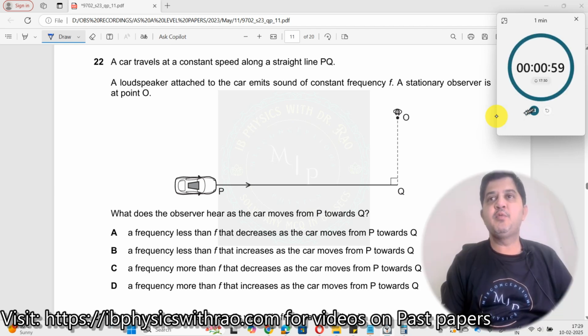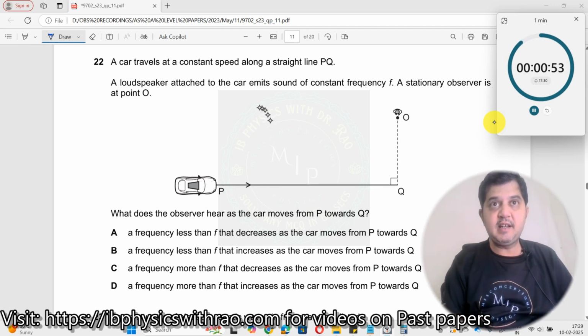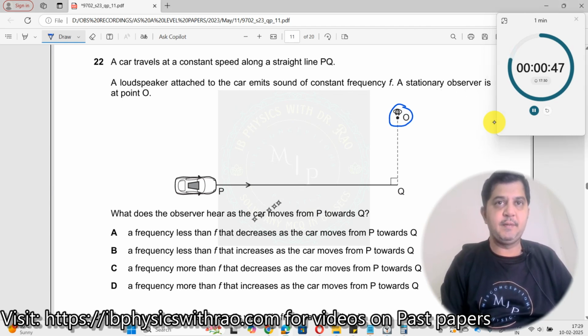Question number 22. The car travels at a constant speed along a straight line PQ. A loudspeaker attached to the car emits sounds of constant frequency. A stationary observer is at point O. So the observer is at this point over here. What does the observer hear as the car moves from P towards Q?